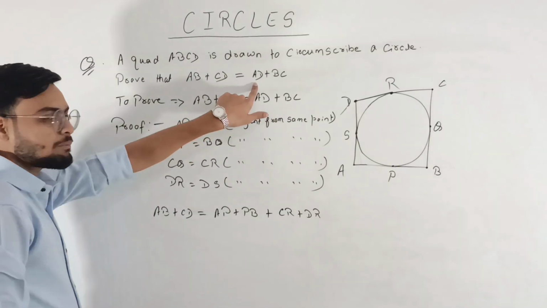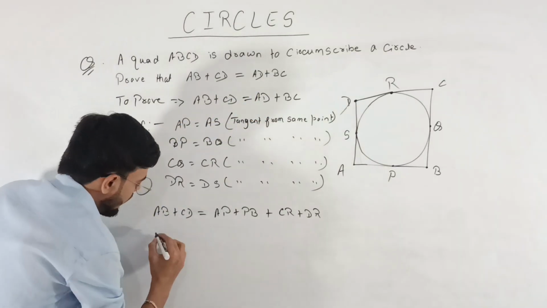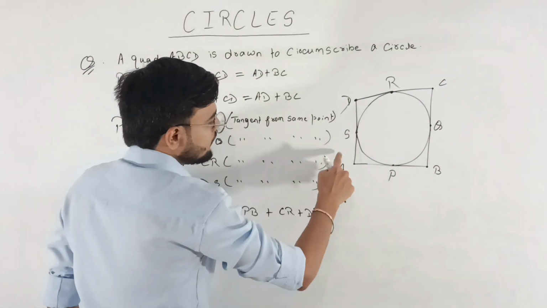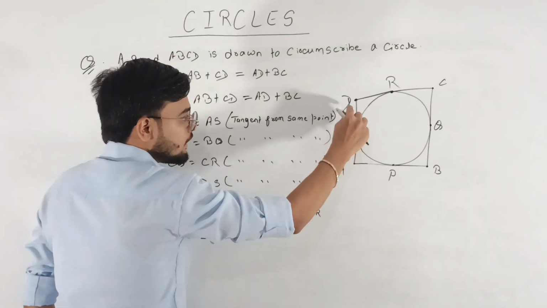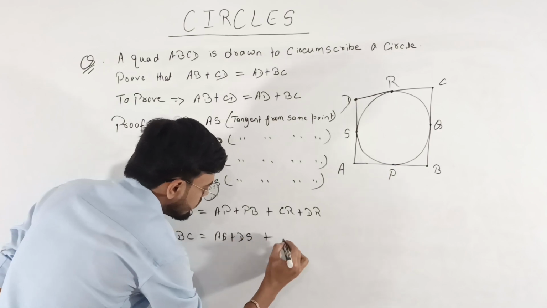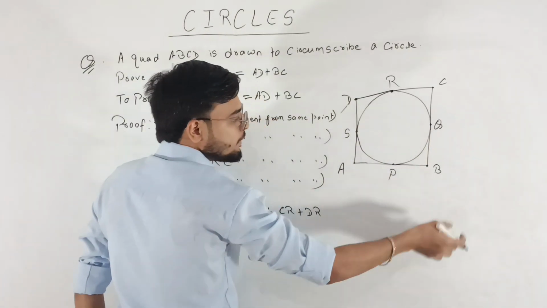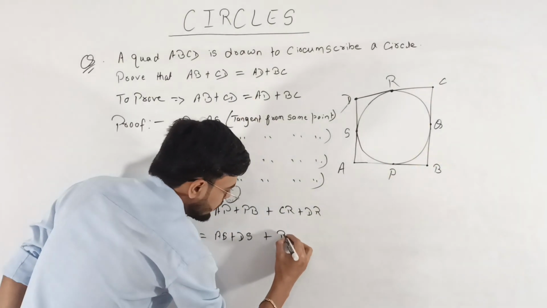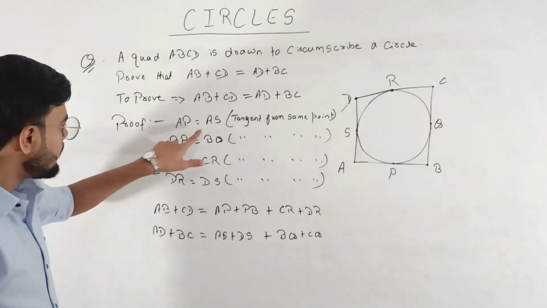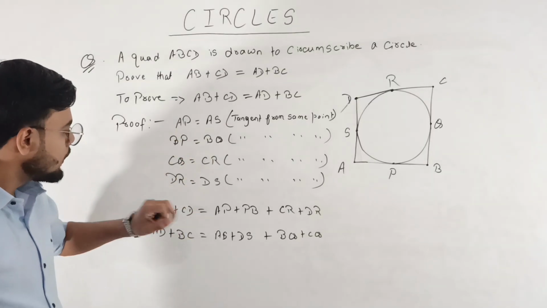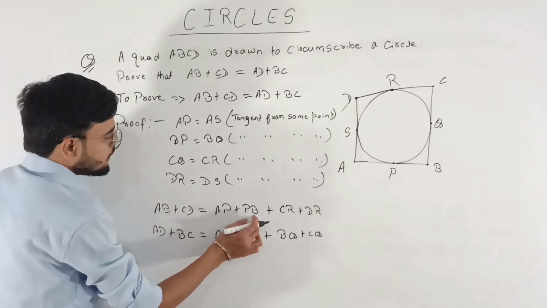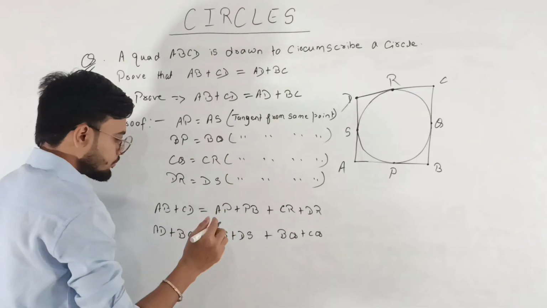Now write AD plus BC. So AB plus CD is this one, and AD plus BC is what? AD is this one. So for AD, I write AS plus DS. Now plus BC. BC is here. So for BC, I write BQ plus CQ. Now look, AP and AS are equal. PB is equal to BQ.